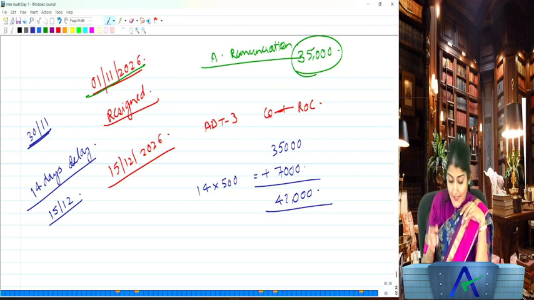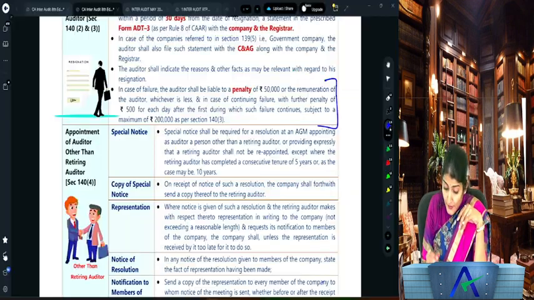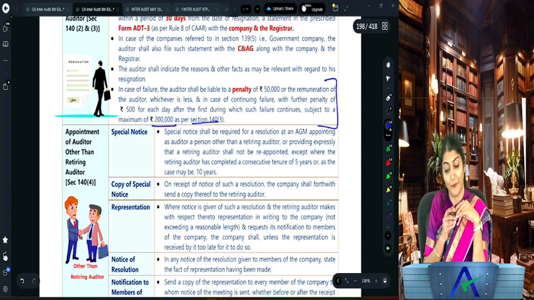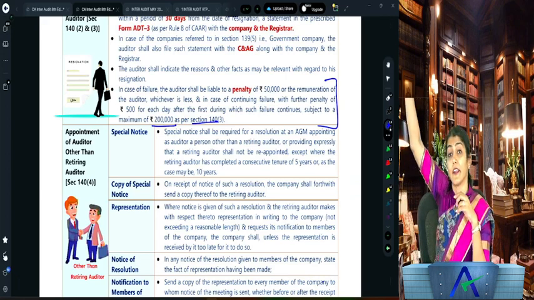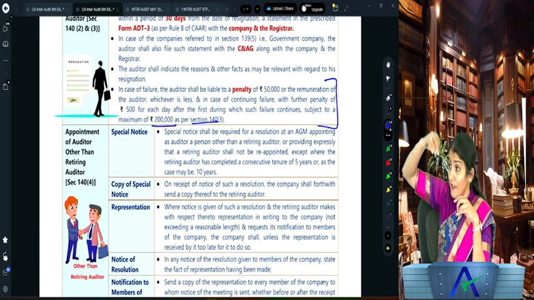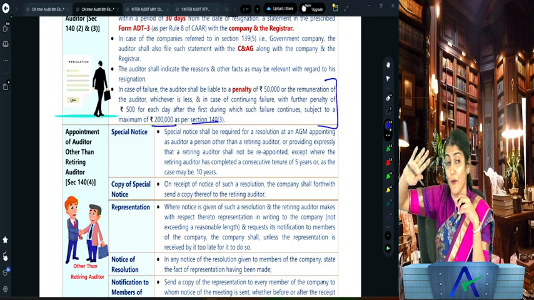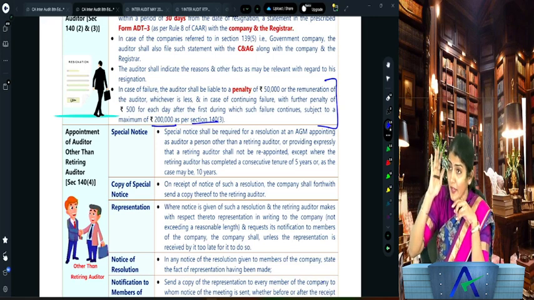And do you understand that? And what does it say? Subject to a maximum of rupees 2 lakh. Right? This continuing failure, say he files it after 500 days, or he files it after 1,000 days. So you will keep on multiplying every day by 500. No, it says subject to a maximum of 2 lakh rupees. Are you understanding this, everyone?